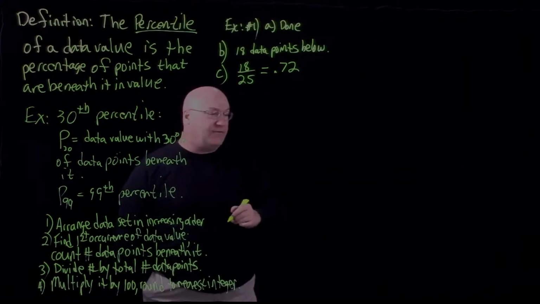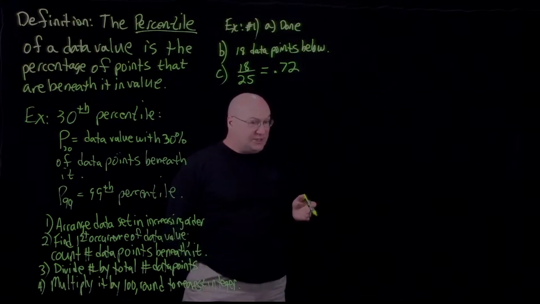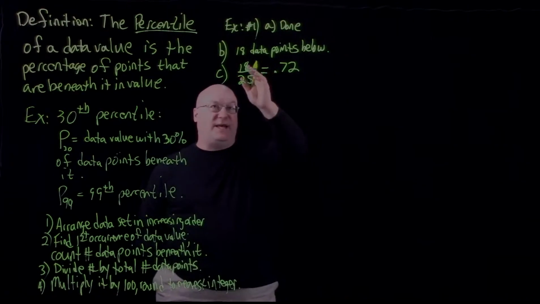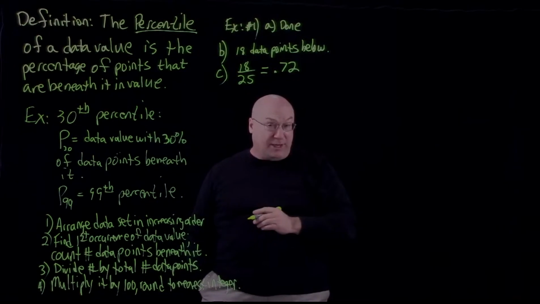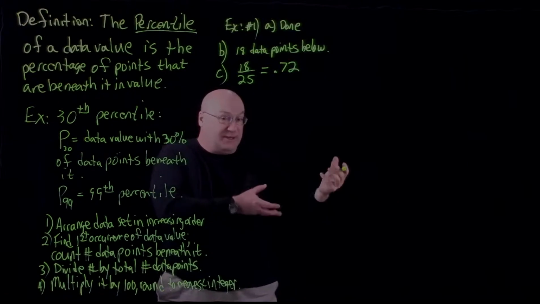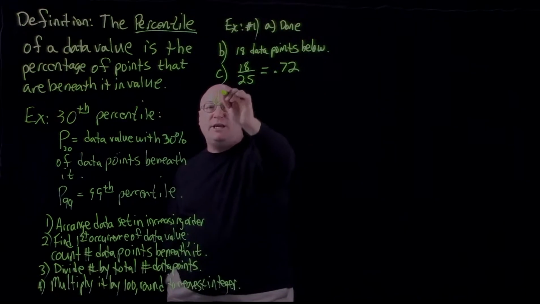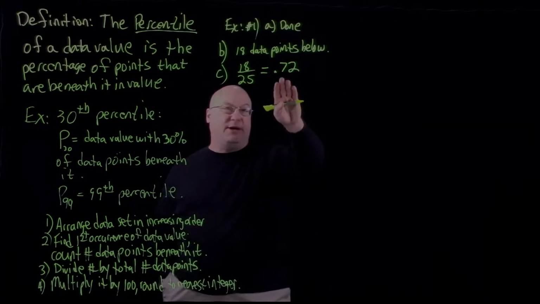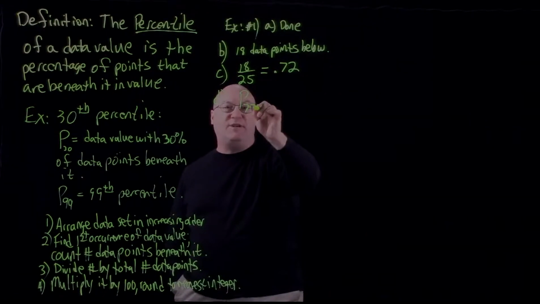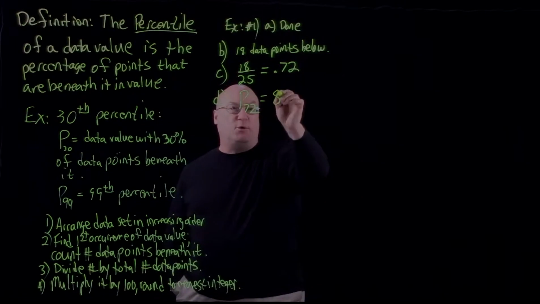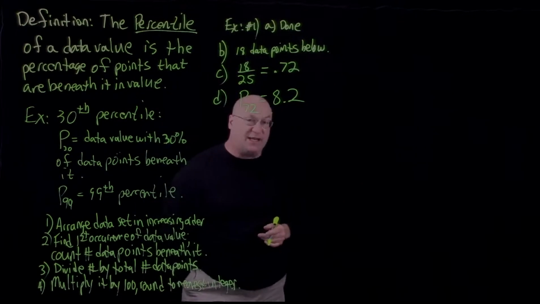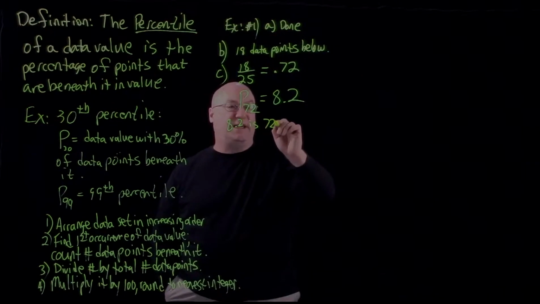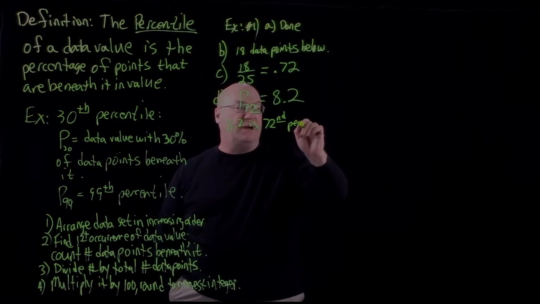So what that's saying is I have to go 0.72 or 72% of the way into the data from the bottom up to get to that value of 8.2. So it makes sense that that's going to be the 72nd percentile. So part D, multiply by 100 to get 72, and then round if necessary. I don't need to round, so I get P72 is 8.2, or 8.2 is the 72nd percentile.